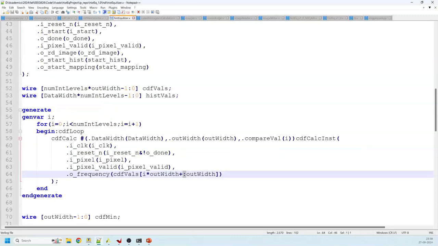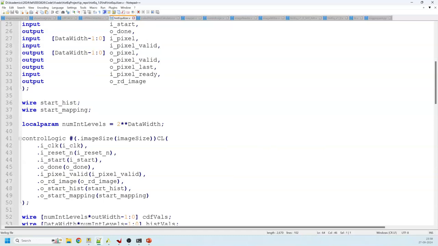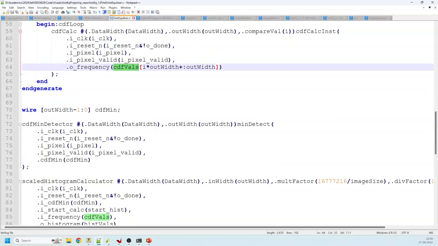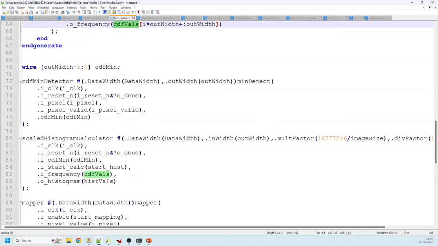All these modules are instantiated in this top module, hist equalization. So this we have already seen: the cumulative histogram calculator, its output, as well as CDF min.